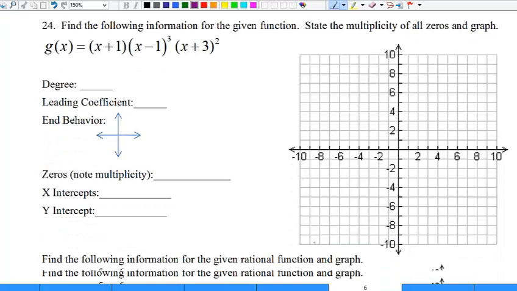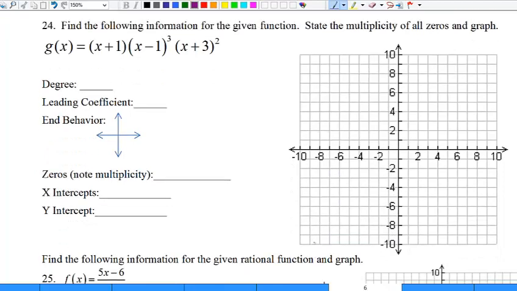The next problem, number 24, says find the following information for the given function. State all multiplicity of the zeros and then graph. Because this is factored, it makes the zeros easier to get, but it makes the degree, leading coefficient, and end behavior a little trickier because you don't have the leading coefficient and degree set out in the beginning.